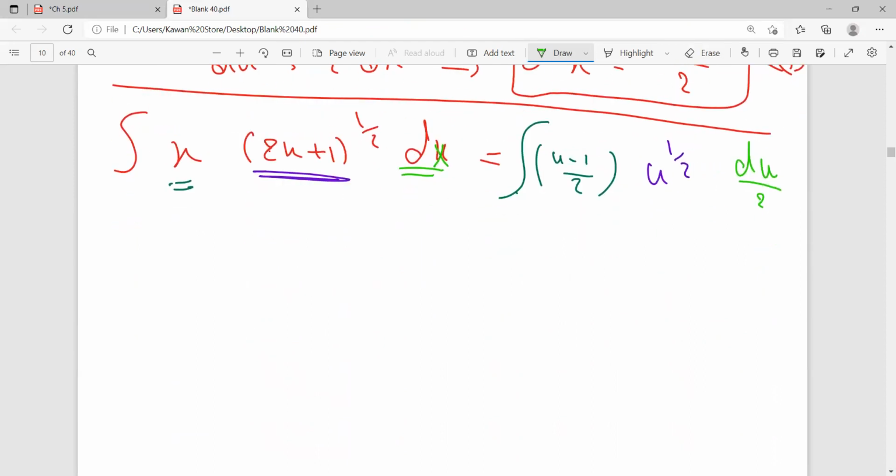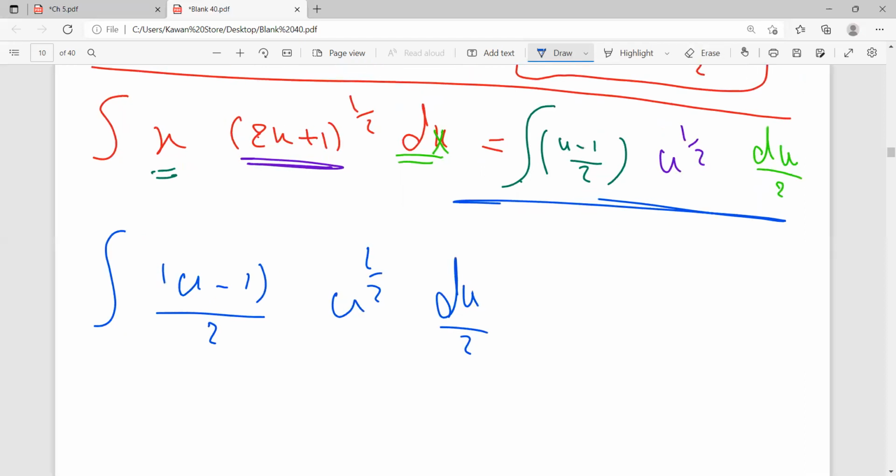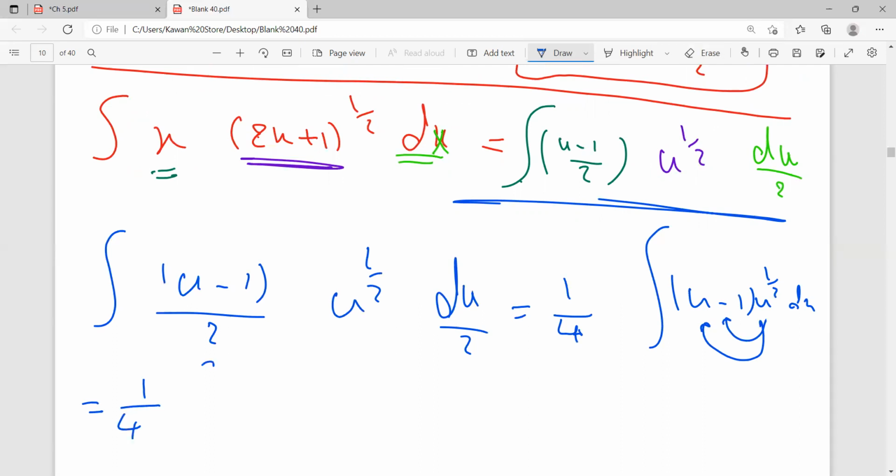Maybe you ask, why do we change that one? Because it's easier than the previous one, and you can see. Now this is my problem. I'm going to solve that one, and later I'm going to change it back to x. So I say u minus 1 over 2, u to the power 1 over 2, times 1 over 2 du. 1 over 2 multiplied by 1 over 2 is 1 over 4. So 1 over 4 times u minus 1, u to the power 1 over 2, du. Now I'm going to multiply that one inside. So I get u to the power 3 over 2 minus u to the power 1 over 2, du. Understood?